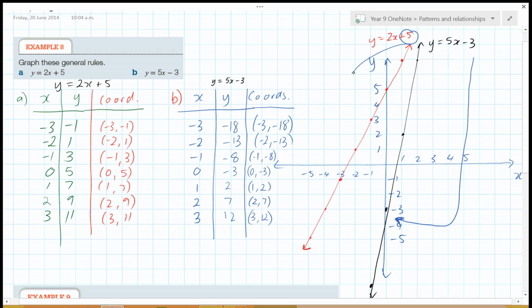5 on the y-axis. Okay? So if we've got an equation and we've got something x plus something or something x minus something, what's that plus or minus thing relating to? In general.